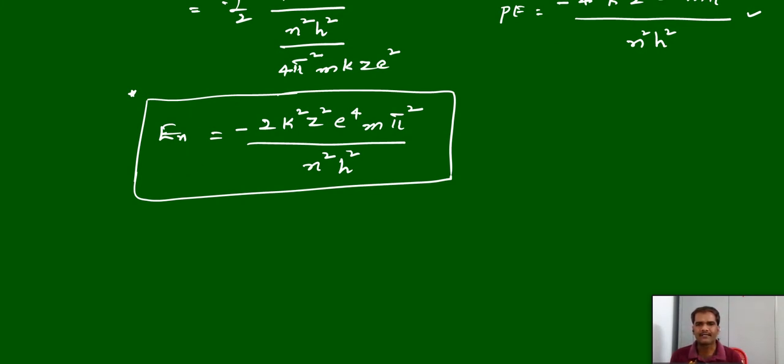But what we require here is this total energy value, which is minus 2 K square Z square E power 4 m pi square by n square h square. Again, you substitute the known values of K, E, m, pi and h.